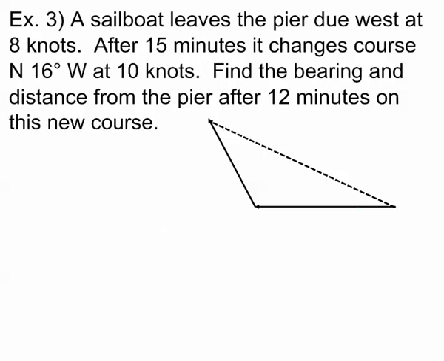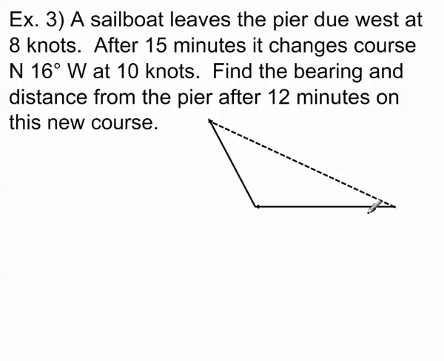Hey guys, I just wanted to do a quick example of the sailboat problem. So here's our situation. We have a sailboat that leaves the pier due west at 8 knots. After 15 minutes, it changes course to north 16 degrees west at 10 knots. And we want to find the bearing and distance from the pier after 12 minutes on this new course.